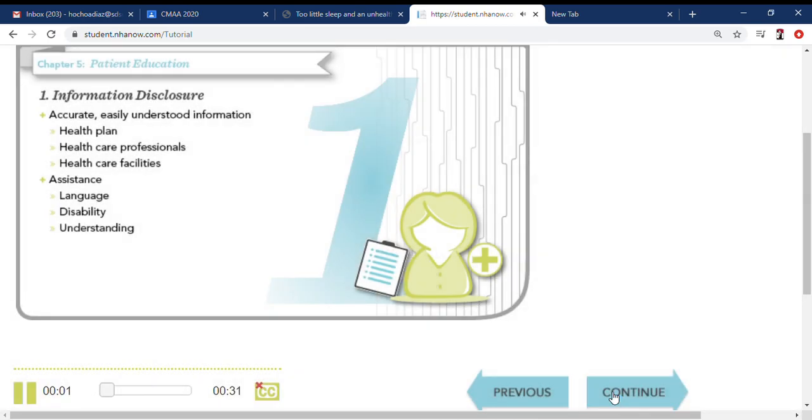First, you need to be familiar with the Patient's Bill of Rights. It includes 8 points. First is information disclosure. Patients have a right to receive accurate, easily understood information about their health plan, healthcare professionals, and healthcare facilities. If a patient speaks another language, has a physical or mental disability, or doesn't understand something, provide assistance so that the patient can make informed healthcare decisions.